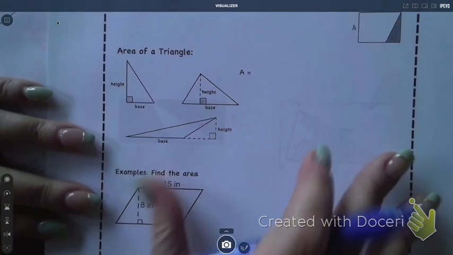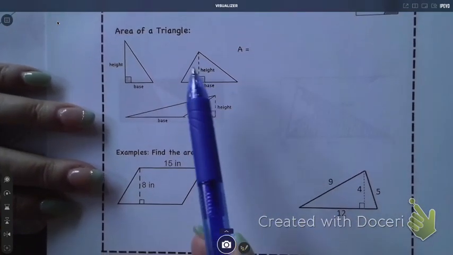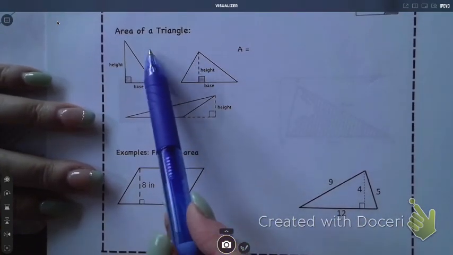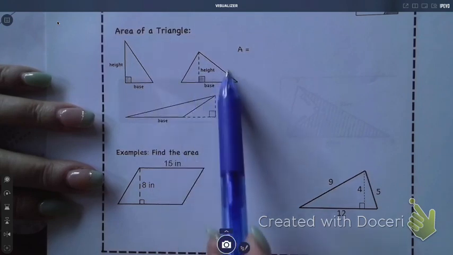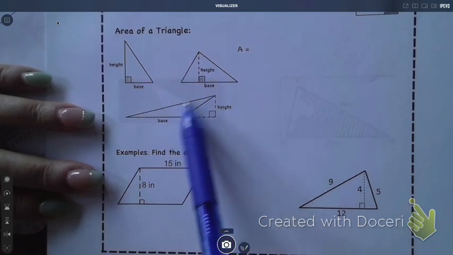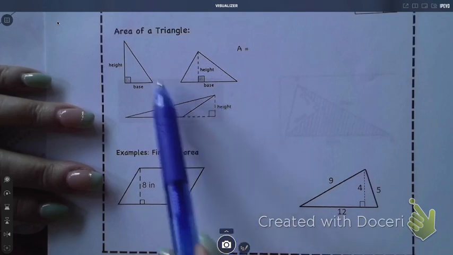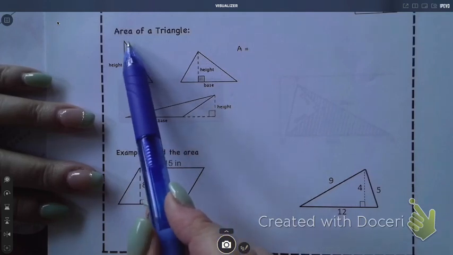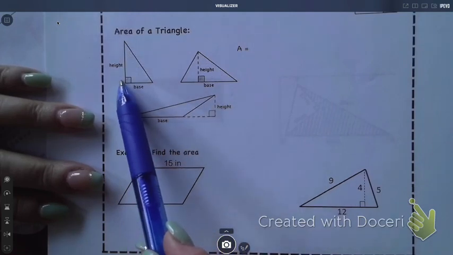So, the area of a triangle. Before we do that, I want us to look at the different triangles. I have a right triangle. I have just some scalene triangle here. And then I have another obtuse triangle here. The right triangle, the height is the leg of the triangle.